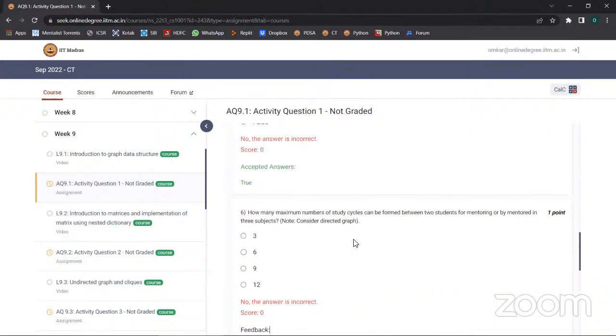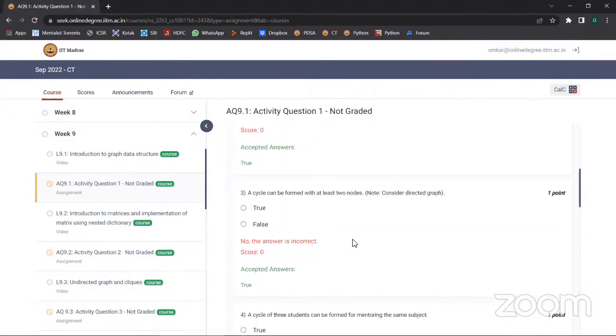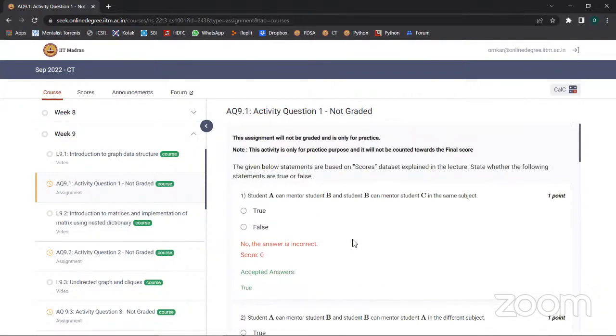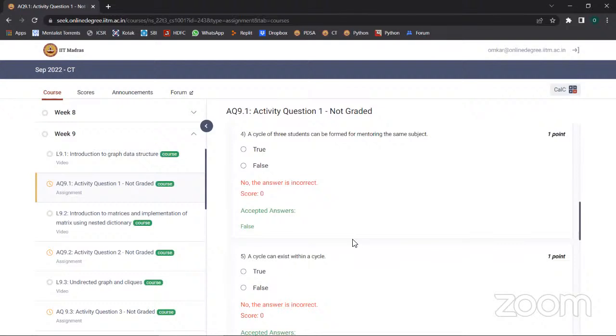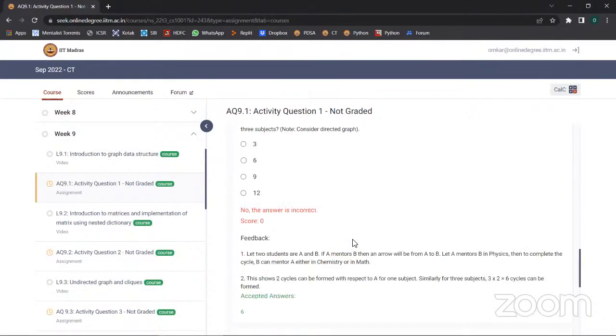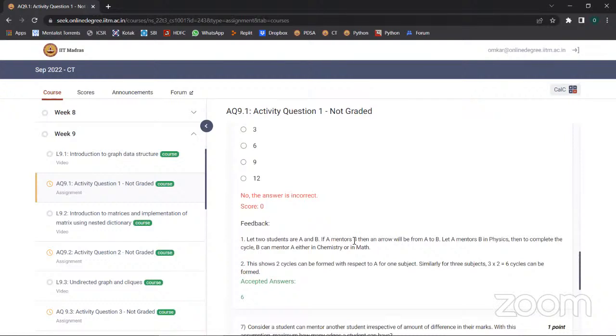Two students are there. If one student is mentoring another student, the other student cannot mentor the first student in that subject. So already one subject is gone there. Then for the other 2 subjects, the second person who is being mentored will mentor the first person. So how is 6 coming? Can I explain this point?